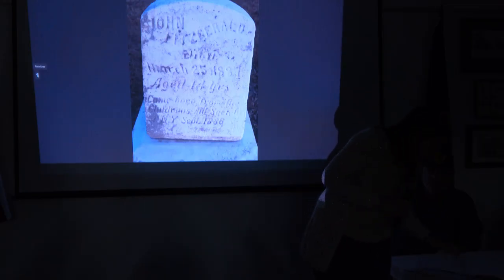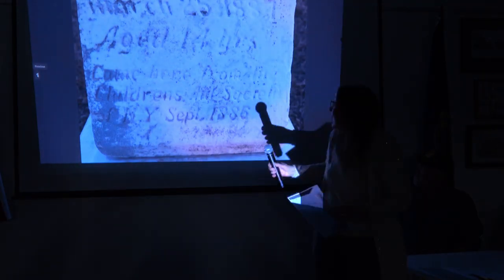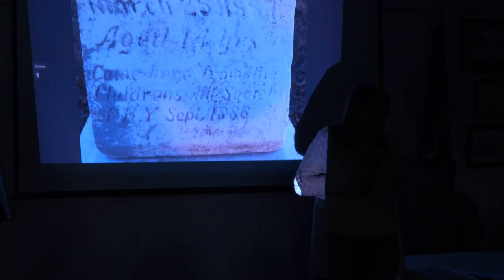What the bottom of that actually says is, the tombstone says John Fitzgerald died March 25th, 1887, at age 14 years. He came here from the Children's Aid Society of New York, September of 1886. So this kid lasted only 6 months.